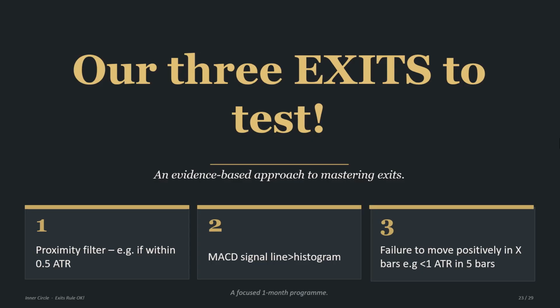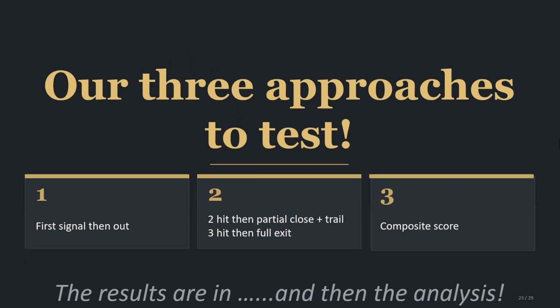We're going to hard code in our handbrake, our catastrophic candle, and a safety net stop. And we're going to use our three approaches. We're going to use our first signal. So if any of these is triggered, then we're out. Then we're going to look at all three. And if two are triggered, then we'll partial close and trail the rest. And then if three hit with full exit, and then a composite score based on all three.